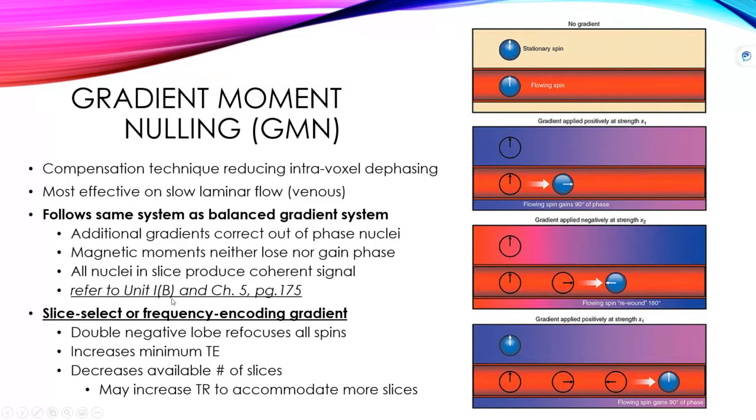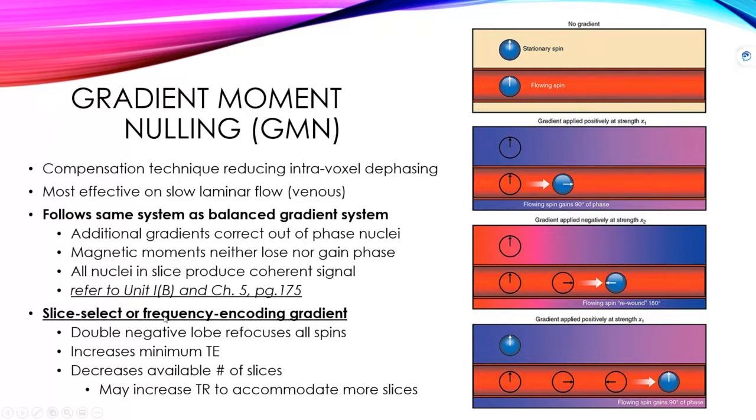And if you don't remember this, go to Unit 1B, Chapter 5, page 175. Also, we talk about balanced gradient systems. All it is is just an extra gradient that corrects the phase of the nuclei. And so by correcting the phase of the nuclei, we're not going to lose or gain phase. And so we're going to have a coherent signal from all the nuclei in that slice.